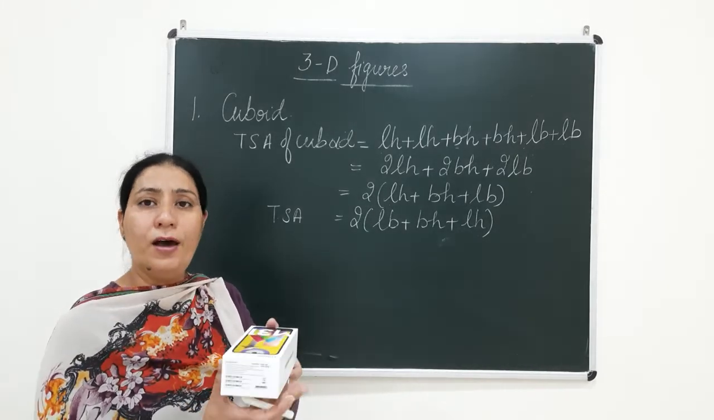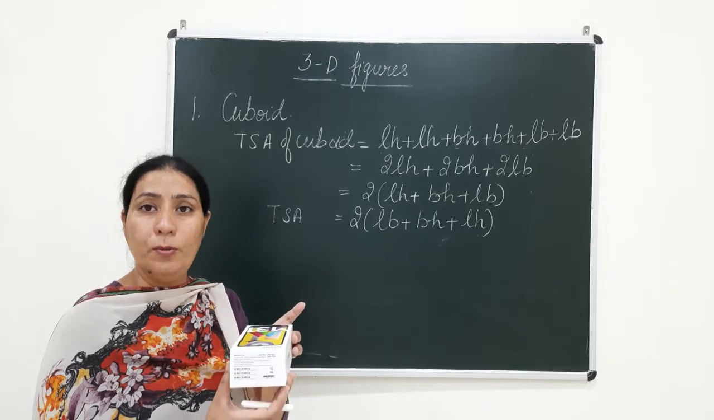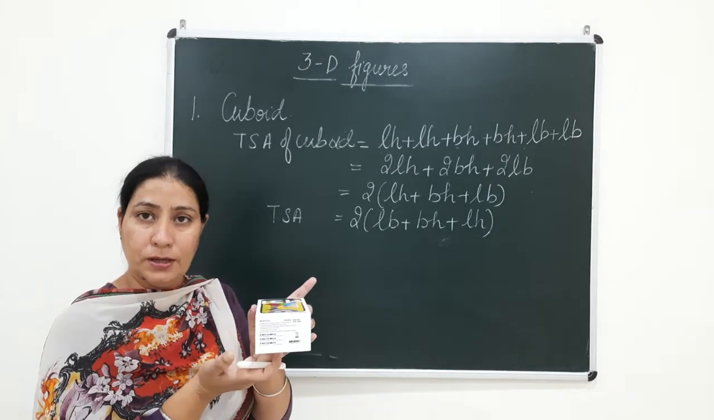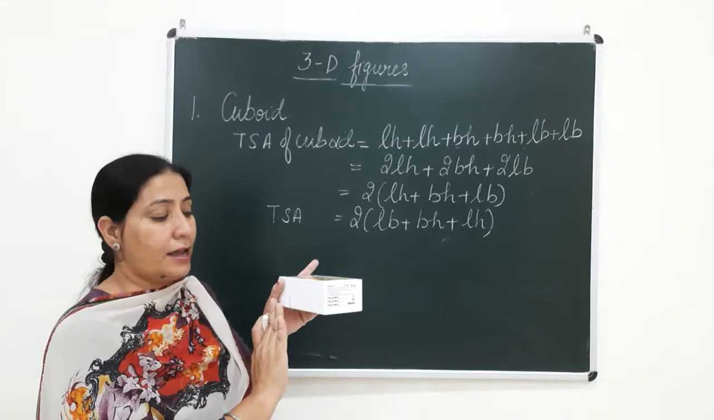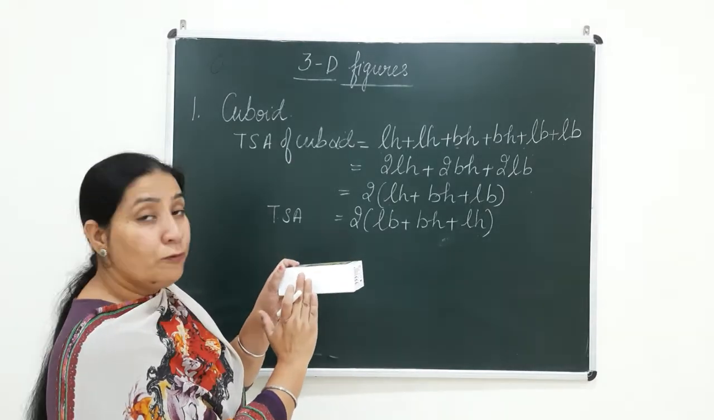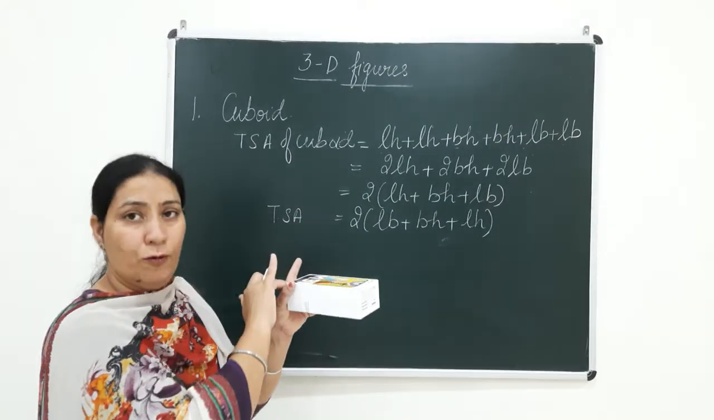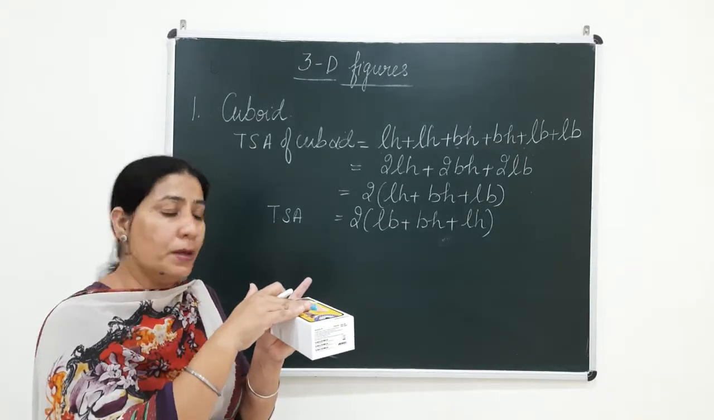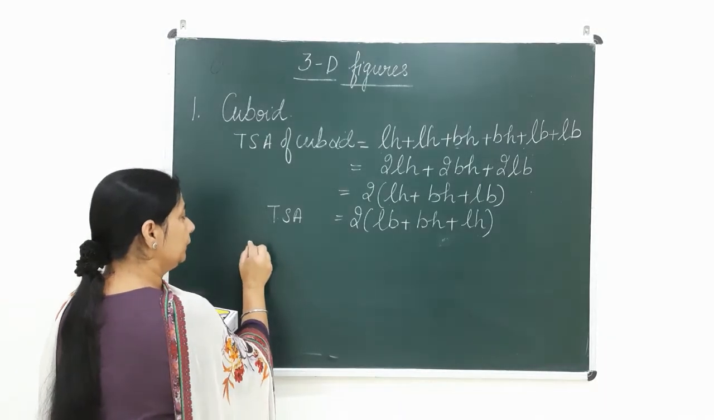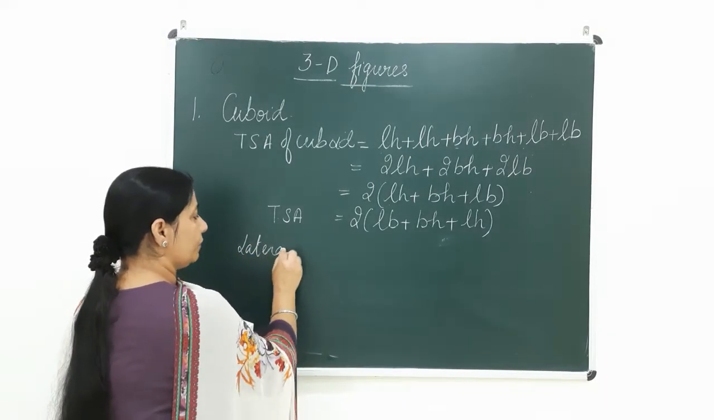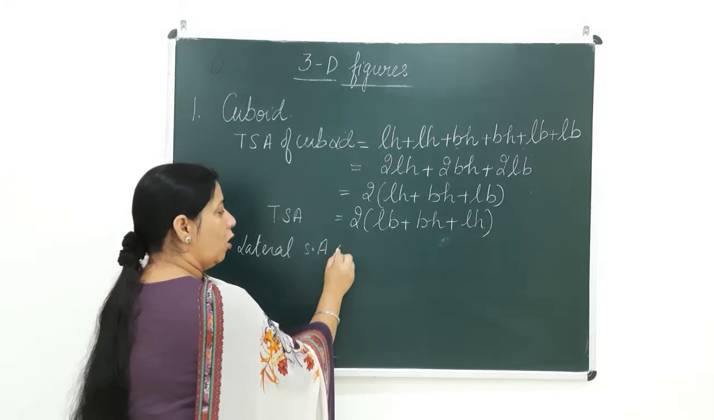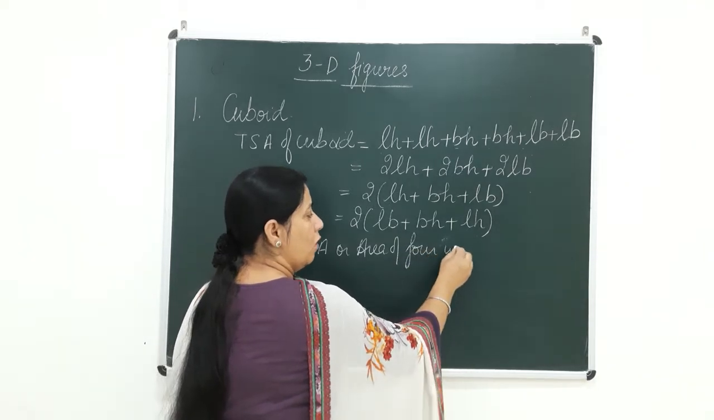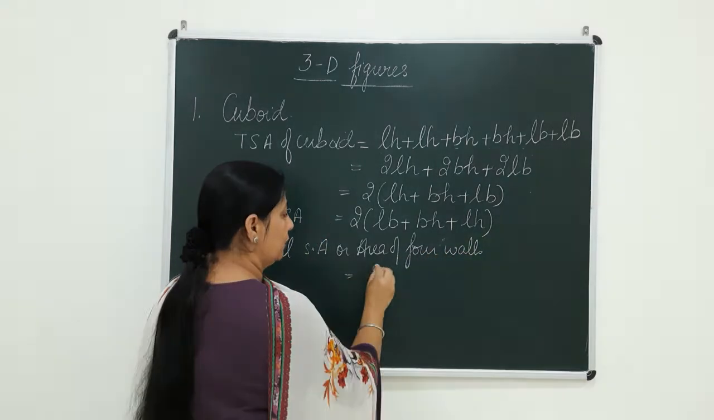Now children, if I talk about an open box, or a box which does not have a top and a bottom, then the only faces I will have are called the 4 walls: 1, 2, 3 and 4. When I talk about the 4 walls, I will not have the base and the top. So that will become the lateral surface area, or the area of 4 walls. The area of 4 walls will be given by the formula 2.